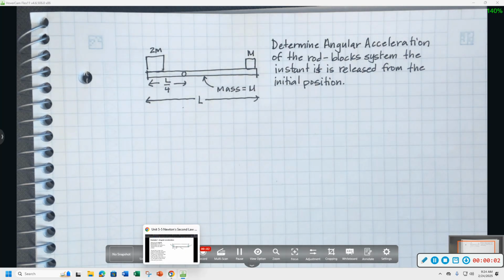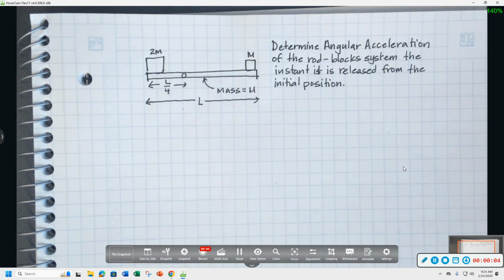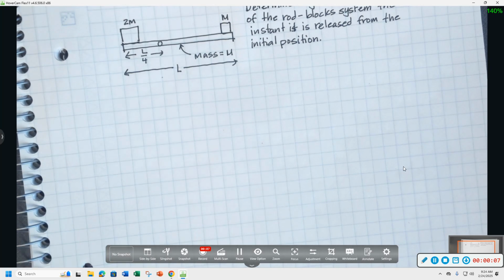All right. So let's talk torques. Okay. What forces do we have that are acting on it?